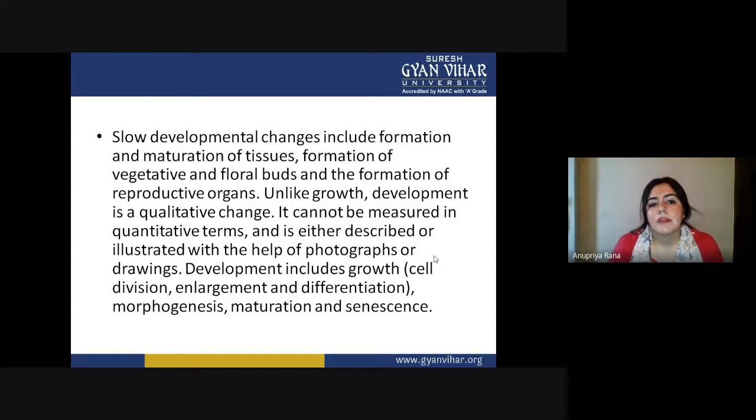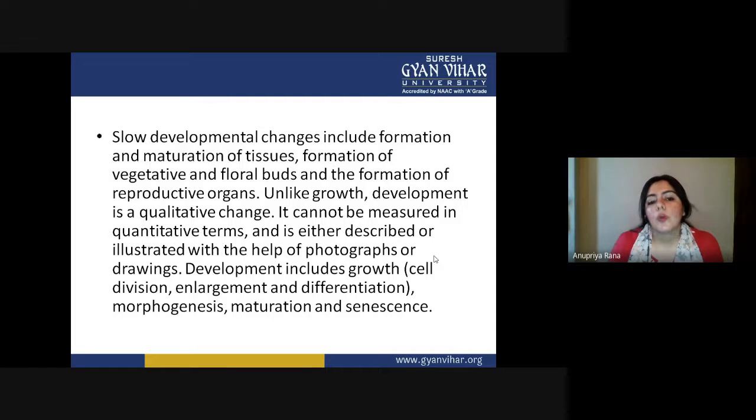Unlike growth, development is a qualitative change, as I told you right now. So it cannot be measured in quantitative terms. We cannot measure the developmental process on the basis of height, length, breadth, or diameter. We can only analyze it by viewing it over time. It cannot be measured for quantitative purposes, but it can be seen in qualitative analysis. So how can we do qualitative analysis to tell whether a plant is developing or not? It is either described or illustrated with the help of photographs and drawings.